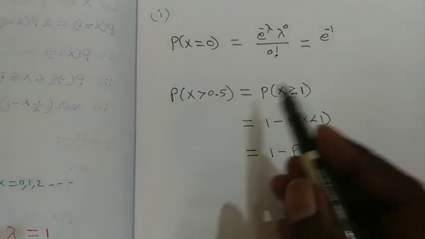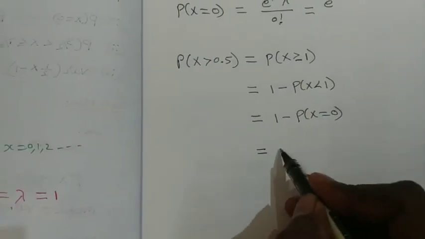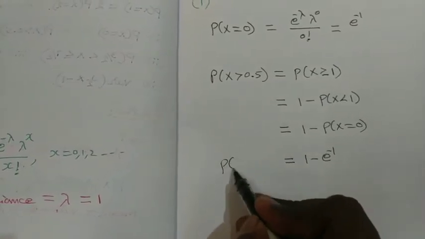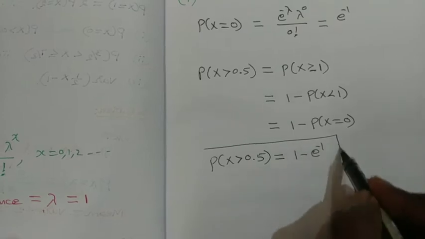But we already found P(X = 0). It is e^(−1). Therefore, this is 1 − e^(−1). So this is the value for P(X > 0.5). So this is also over.